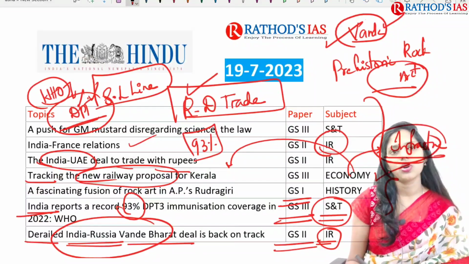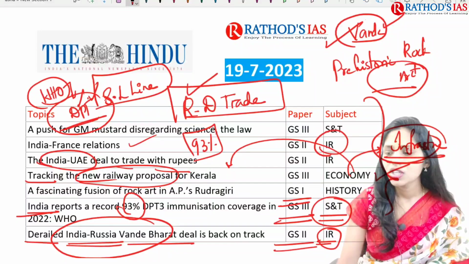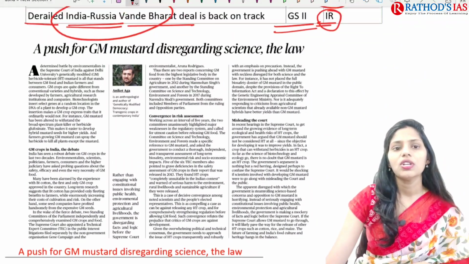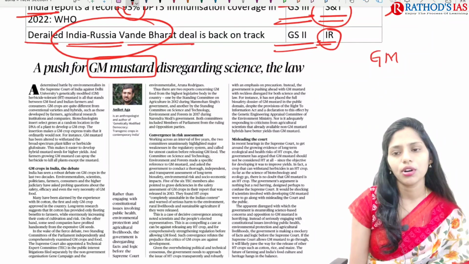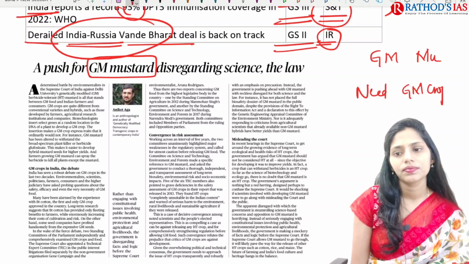So these are the topics. Now we are going to have the discussion. Let us see the first topic, which is about a push for GM mustard. Here you have to understand what genetically modified mustard is, and why we need these genetically modified crops.